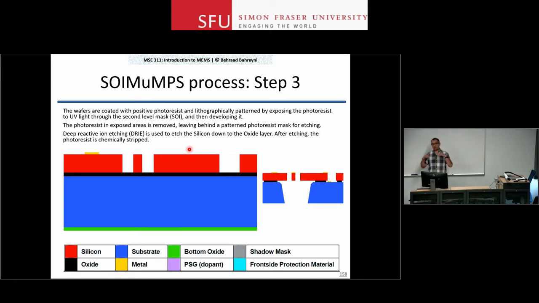So each one of them now has its own mask, right? So the first mask is for metal layer. Let's call it metal 1. The second mask is device layer.